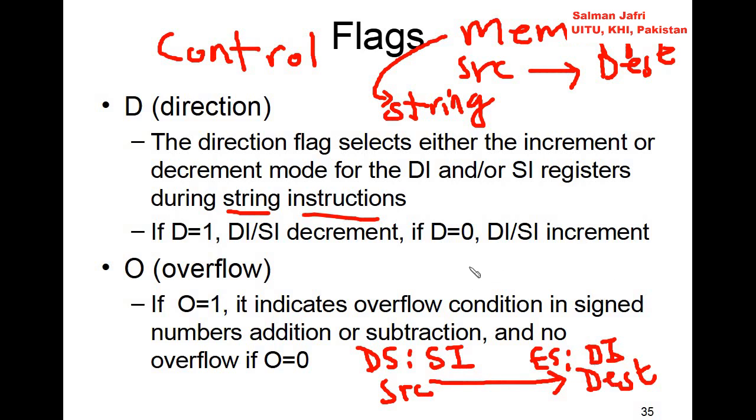But if we set the direction flag to 0, after each transfer from the source to the destination, SI would be incremented by 1 as well as DI would be incremented by 1. Afterwards we can look at the overflow flag. If the overflow flag equals 1, it indicates an overflow condition in signed number addition or subtraction, and no overflow if the overflow flag is 0. So the overflow flag is basically important in signed number addition or subtraction.